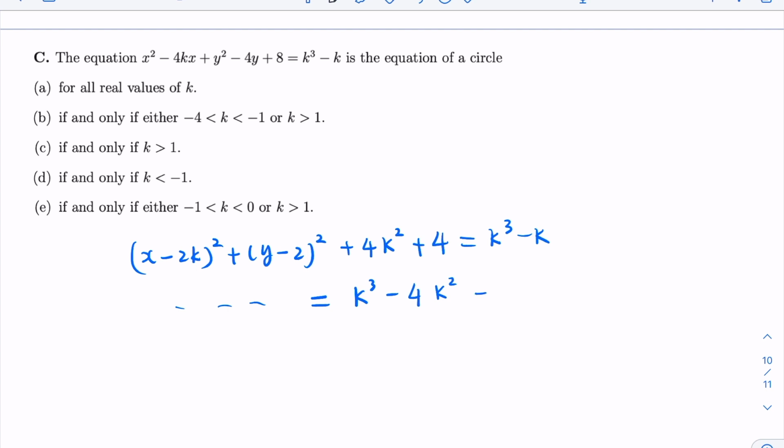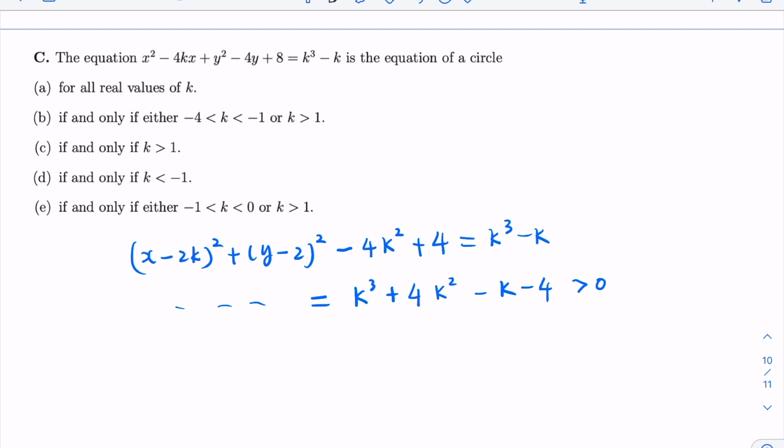Sorry, this should be minus. I made an error earlier. This should be minus here, and it becomes positive because you have plus 4k squared here, so you have to subtract it to balance it out. And when you move to the right hand side, it becomes positive here. Okay, so minus k and minus 4. Got it? And the right hand side has to be greater than 0 in order for the equation to represent a circle.